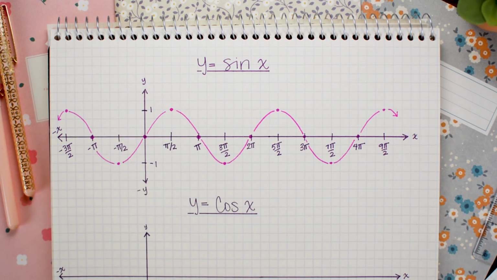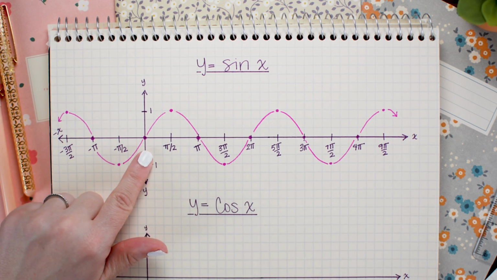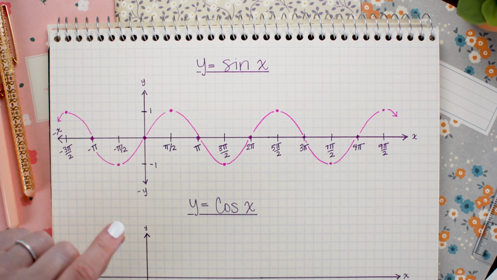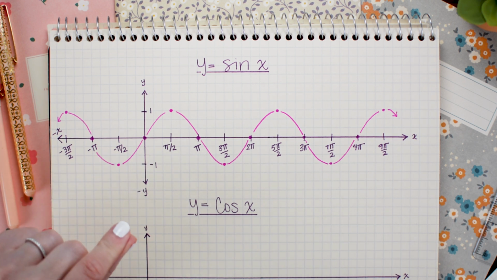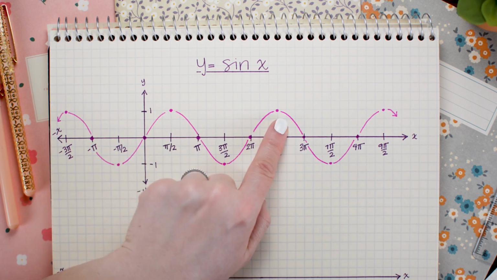Before we move on to graphing the cosine function, I just want to show you how these points relate back to our unit circle. Now, I'm not going to draw the whole unit circle out, but I do want to draw a few of the key points on the unit circle and show you how they match up with these points here in our graph.